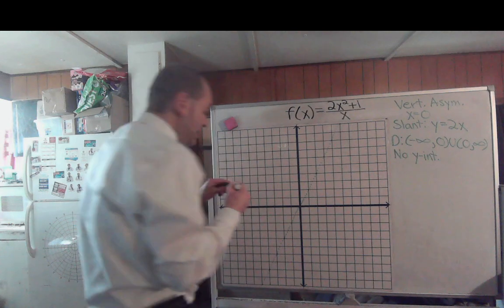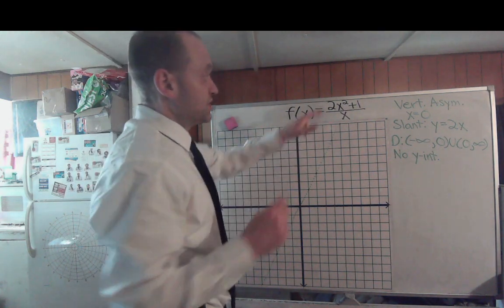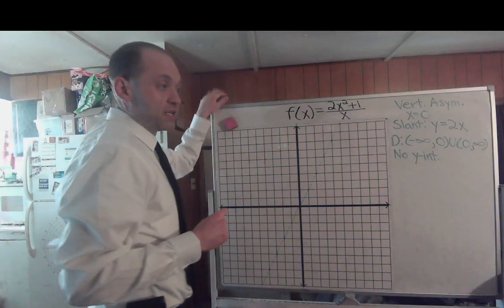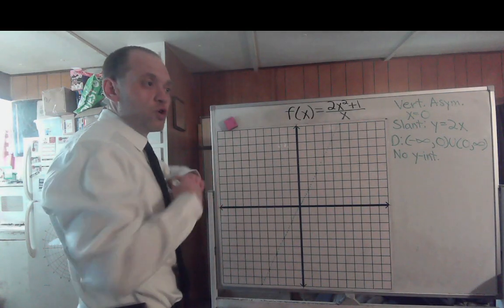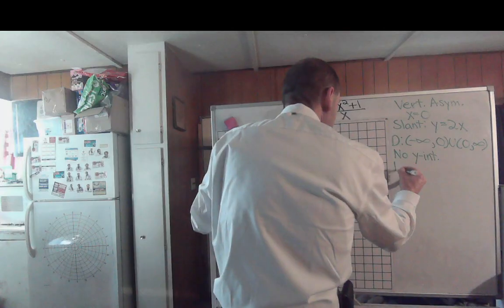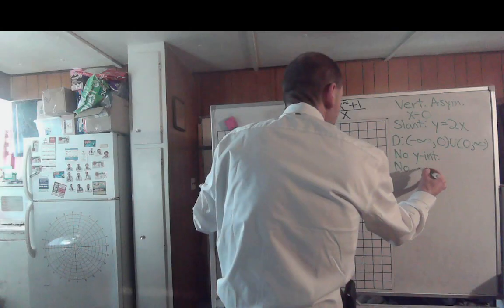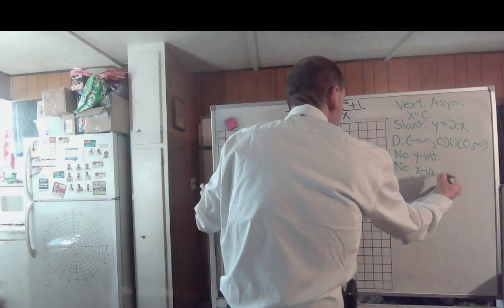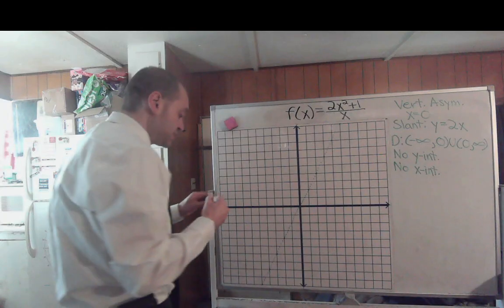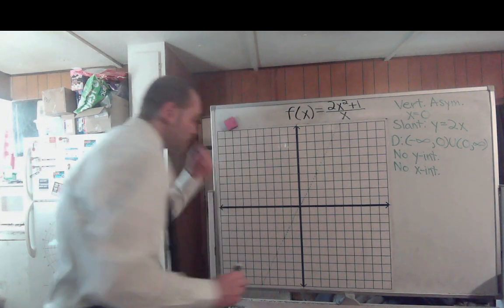Now how about an x-intercept? You set all this equal to 0, you would just get 2x squared plus 1 equals 0. Well, there's no real solution for that. So you have no x-intercept either. So there are no intercepts. Let's go ahead and graph this.